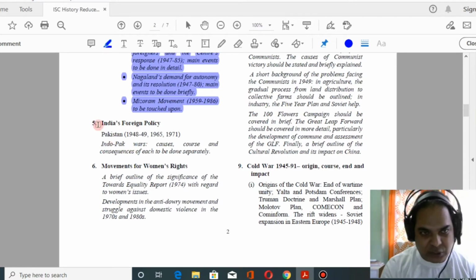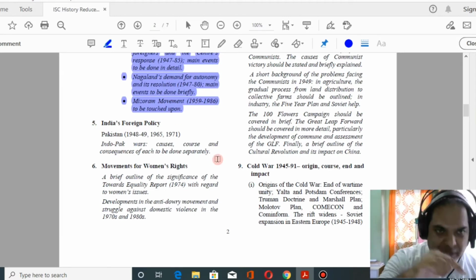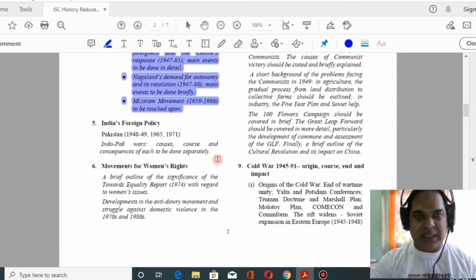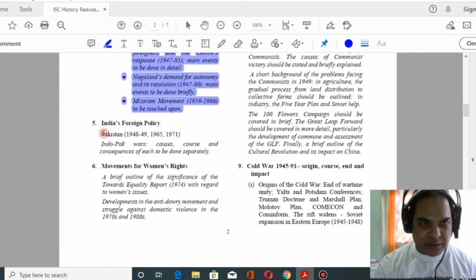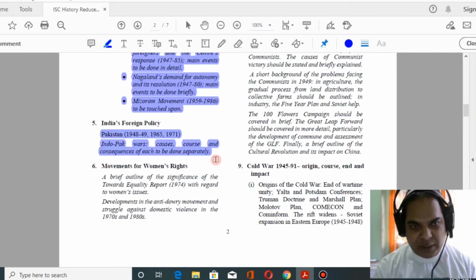So the major change is that this part is included, and the previous topic which we did last year is now not there. Hope you have understood, this is added. This is a very simple topic, the India-Pak war, you can easily understand it.